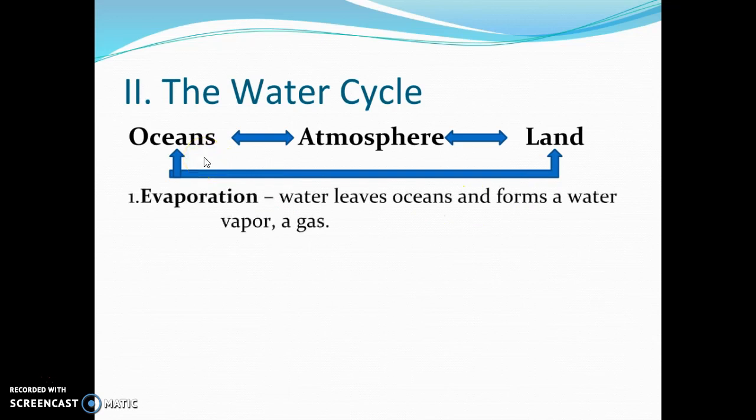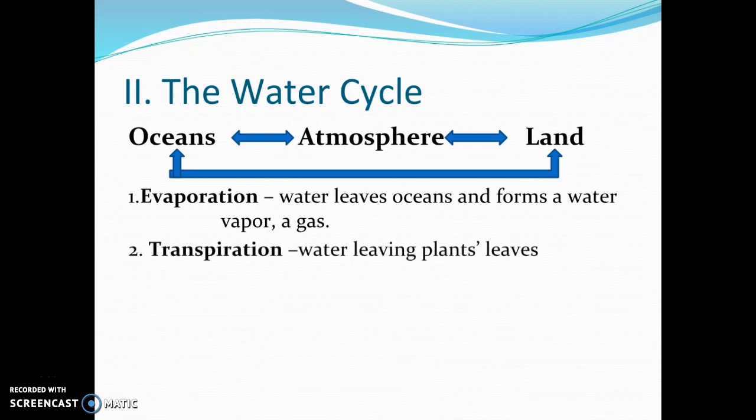So what we're going to write in the processes box is evaporation and how water leaves oceans in forms of water vapor or a gas. We also have transpiration, which is different than evaporation because it's when water is leaving the plant's leaves. So that could be any sort of plant, any sort of tree, any primary producer. Transpiration is specific to that.